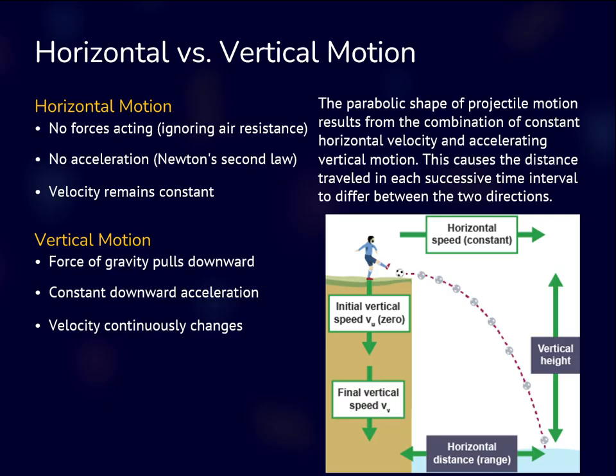But in the vertical direction, gravity is pulling down, causing constant acceleration of about negative 9.8 meters per second squared. That's why velocity changes in the vertical component, in the up and down direction. You slow down as you go up, stop briefly, instantaneously at the top, and then speed up as you come down. All because of gravity.